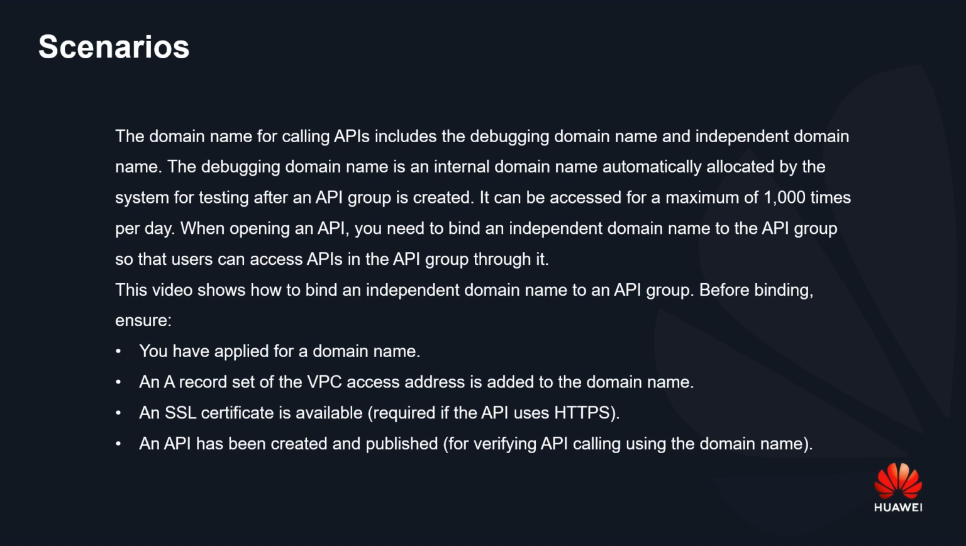Before binding, ensure you have applied for a domain name, and a record set of the VPC access address is added to the domain name. An SSL certificate is available. An API has been created and published.